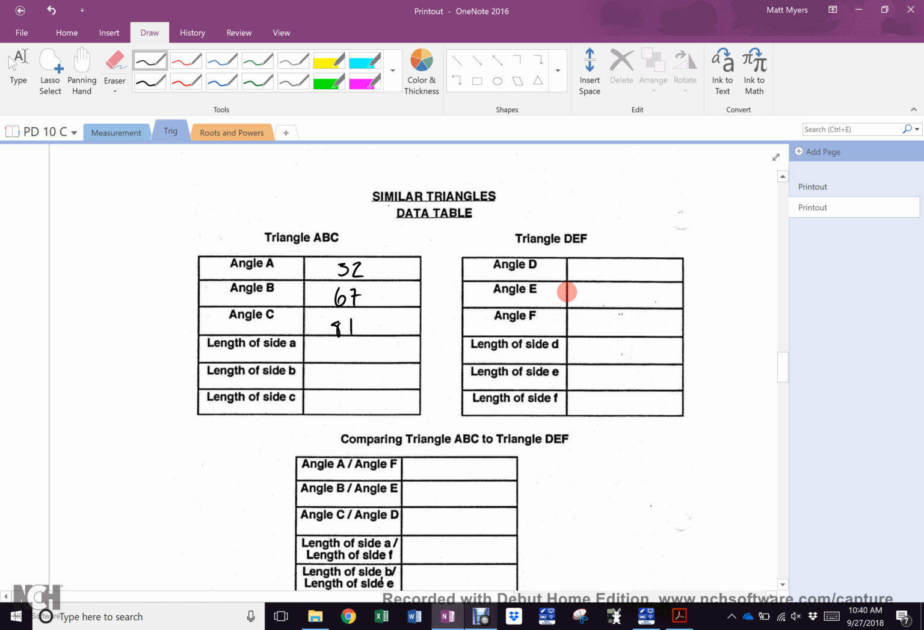And over here, which angle in the other triangle matches up with A? Is it D, E, or F? F. So F is 32. E is 67. And D is? All right. Once two triangles have all the same angles, we say they are similar, which means some rules apply.